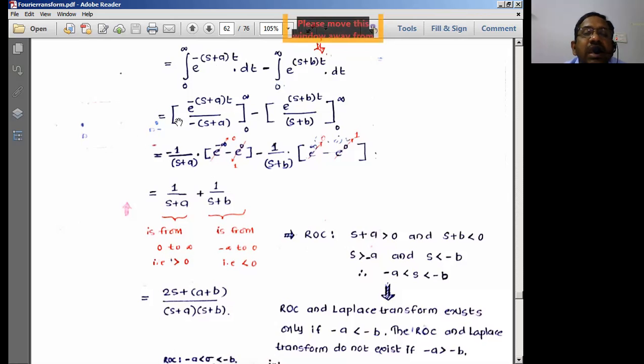Okay, or otherwise I can take minus of 1 by s plus a just taken outside, apply limits here to this. E power minus into 0, minus of e power 0 will be equal to 1. So minus into minus plus, I'll be having 1 by s plus a.